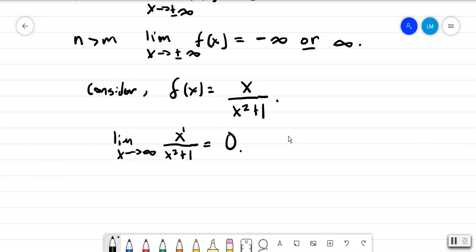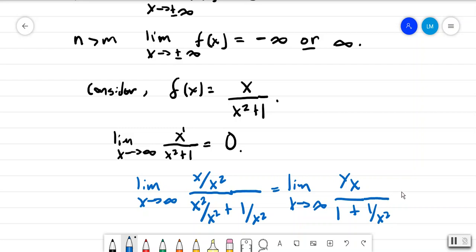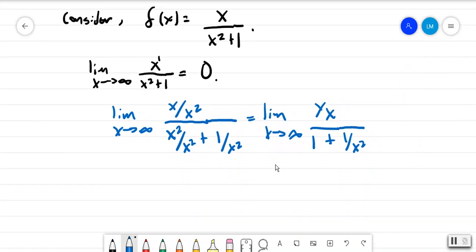However, the way that we normally find the limit is by dividing by the highest degree term, the leading term in the denominator. Technically you would have the limit as x approaches infinity of x divided by x squared over x squared plus 1 over x squared. This gives you the limit of 1 over x divided by 1 plus 1 over x squared. Essentially the limit is 0 divided by 1 plus 0, which is still just 0. So the limit is 0, just as we stated back over here.